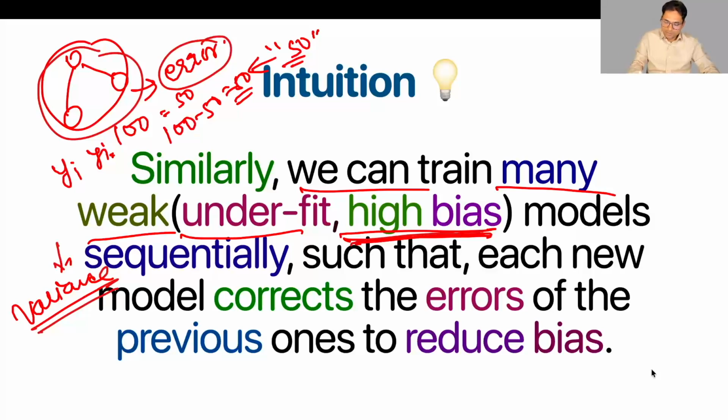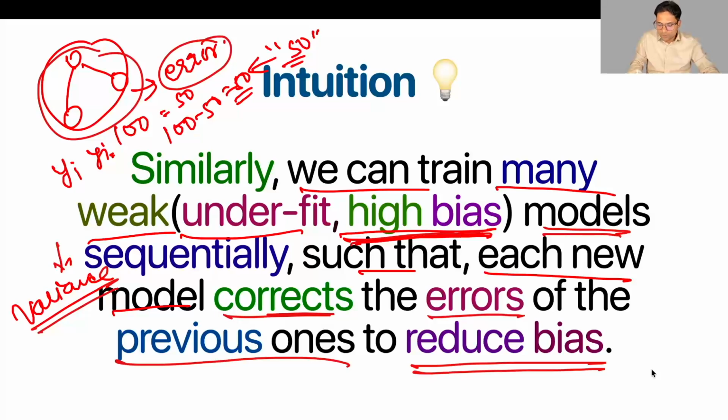So what does it do? Model sequentially such that each new model corrects the errors of the previous ones to reduce the bias. So there was some bias, a very simple model was there. The next one will train on the remaining bias, remaining simplicity, remaining error, and then sequentially we reduce the bias, and the models become more and more complex. High bias means very simple model, and when we reduce the bias, we increase the complexity. That's what it does.